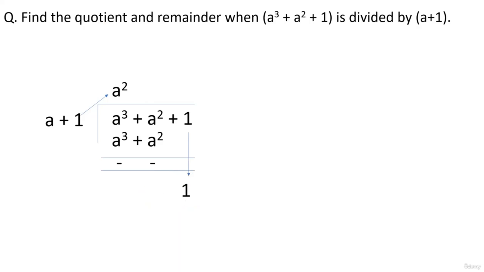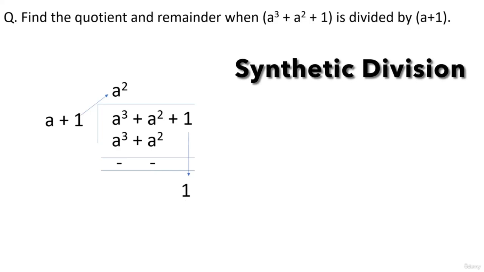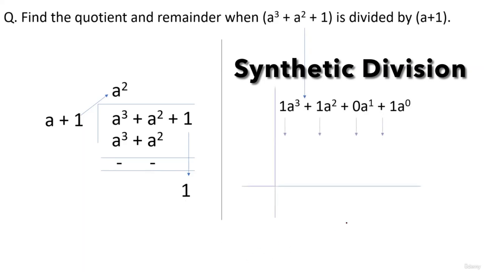There was one more method, which we have learned in school anyway, called synthetic division. Here we are not dividing all the terms; we are just dealing with the coefficients of the terms. So a cube plus a square plus 1 is actually 1a cube plus 1a square plus 0 a raised to 1 plus 1 a raised to 0. I'm just writing the coefficients of all the terms: 1, 1, 0 and 1.